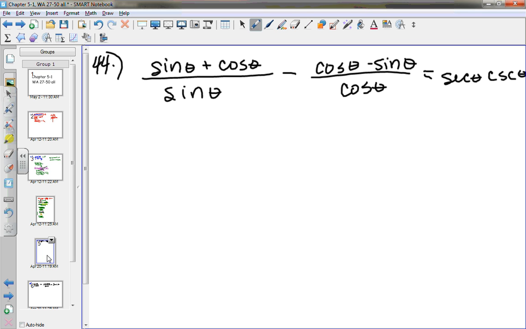Okay, so step 1, what do we notice here? The bottom needs to have a common denominator. My common denominator is going to be sine of theta times the cosine of theta. So can I skip steps, or are you guys going to, oh, don't skip steps. Okay.